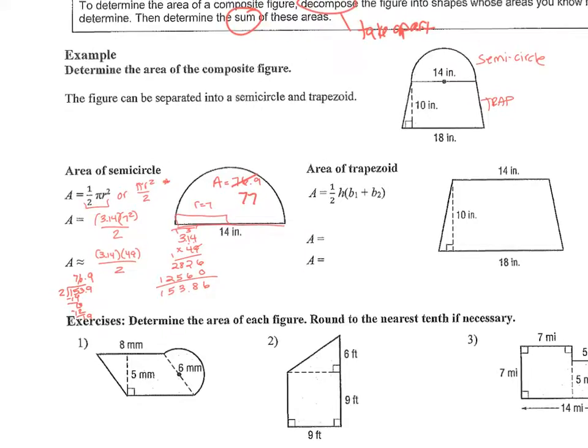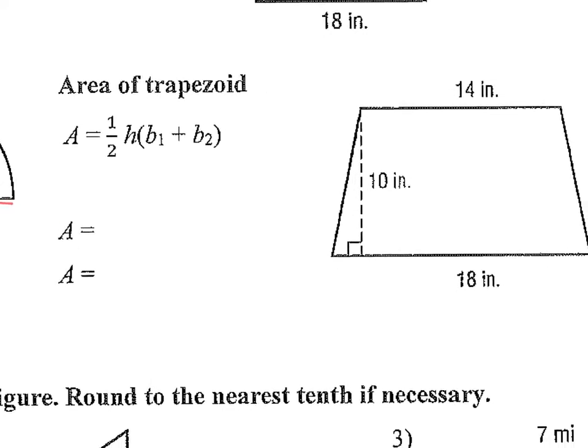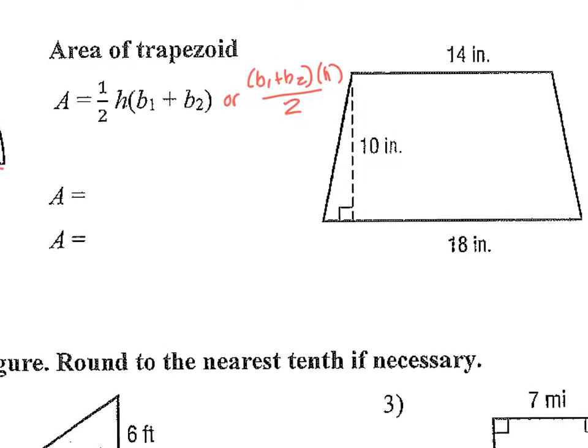So that's the first part of this composite figure. So let's do the trapezoid part. We've got to find the area now of the trapezoid. Remember, that's the formula they give you, but you can also use base 1 plus base 2 times your height, and then just divide it by 2 at the end. So we can say 14 is base 1, 18 is base 2, and then our height. Once you know what numbers you're going to use, then you can go back and plug that into your formula. So we'll have 14 plus 18 times the height, which is 10, and then divide by 2.